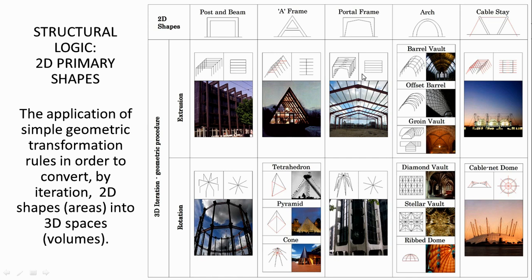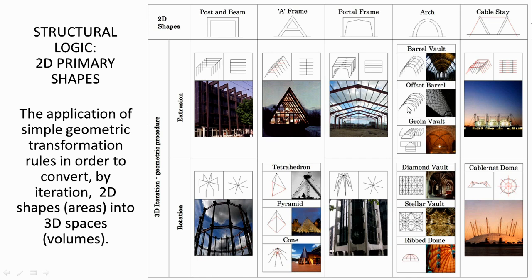Similar things develop with portal frames. Now, the arch, which we will go into in a little bit of detail, actually can develop in all sorts of ways just by applying these simple geometric procedures. So if you iterate an arch by extrusion, you will develop what is commonly known as a barrel vault.